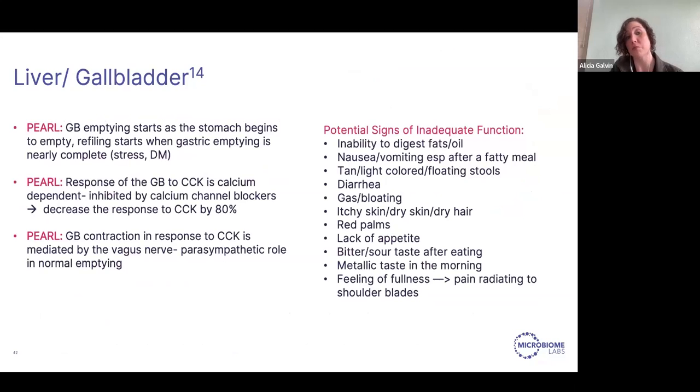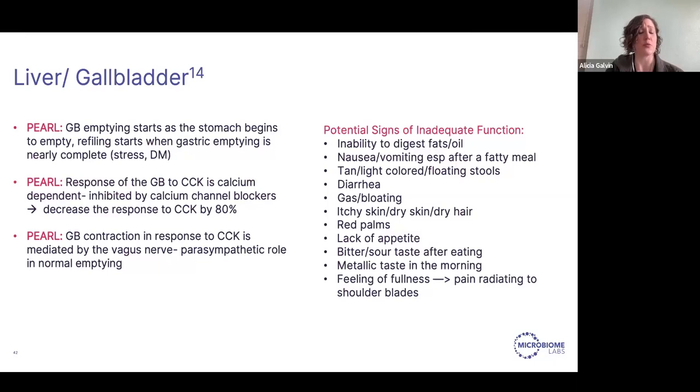So what if we have gastroparesis? What if we have a sluggish gallbladder? You're going to miss out on that coordination. So think about somebody who has diabetes. They might have that gastroparesis, or someone who is really stressed and their gastric emptying is really fast or maybe really slow, depending on how chronically stressed they've been. That could tie into that coordination of how well the gallbladder can then empty.